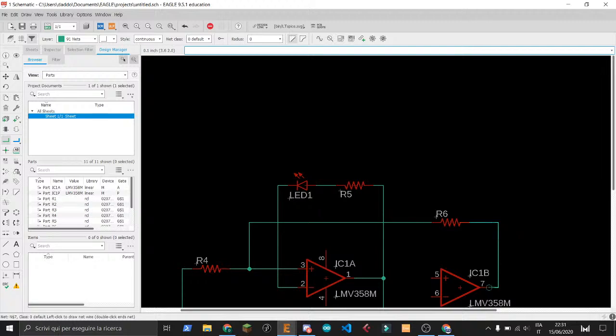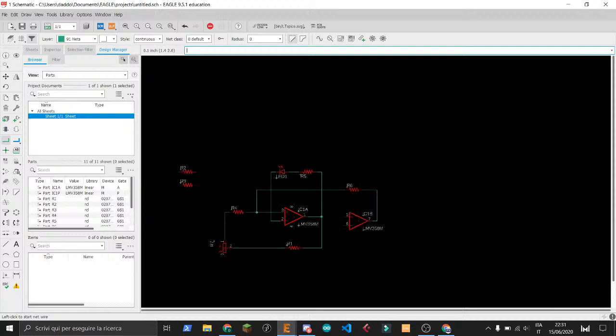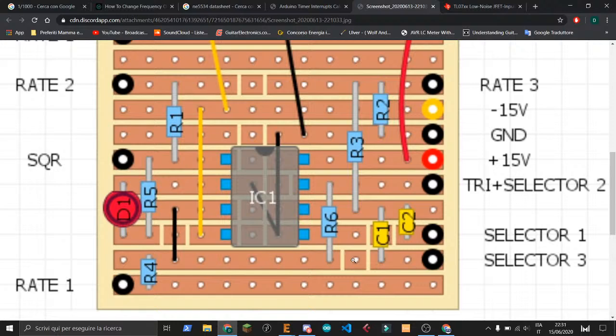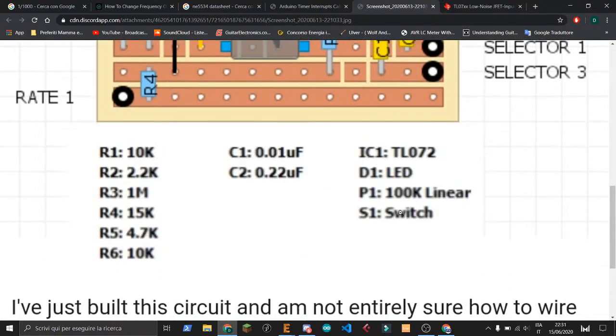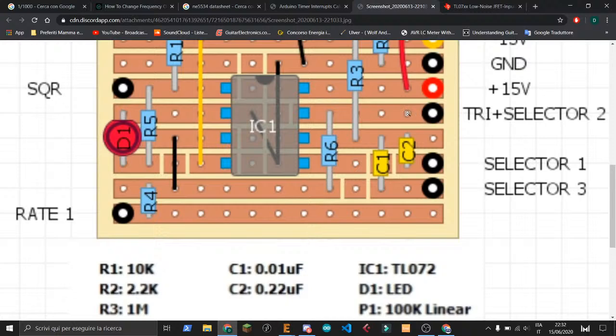So R6 connected to this. As of now, I don't recognize this design at all, but I also need to finish the thing. So R6 is connected to the output, and this is connected to triangle selector 2. For the time being, let's just... Okay, selector switch, selector, okay. Okay, selector here is a switch. Here is connected to the middle leg of the switch, and this is the left switch, and this is the right switch, the right leg of the switch.